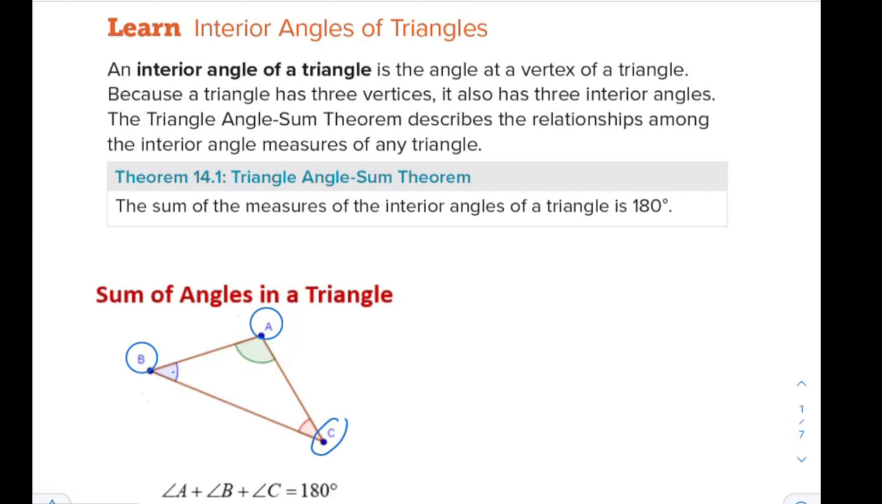Now, the triangle has three vertices. So we have here three interior angles inside that triangle. So it has three interior angles. The first important theorem that we are going to study is the triangle sum theorem, the triangle angle sum theorem. What does this theorem state? This states that the sum of the measures of the interior angles of a triangle is 180.